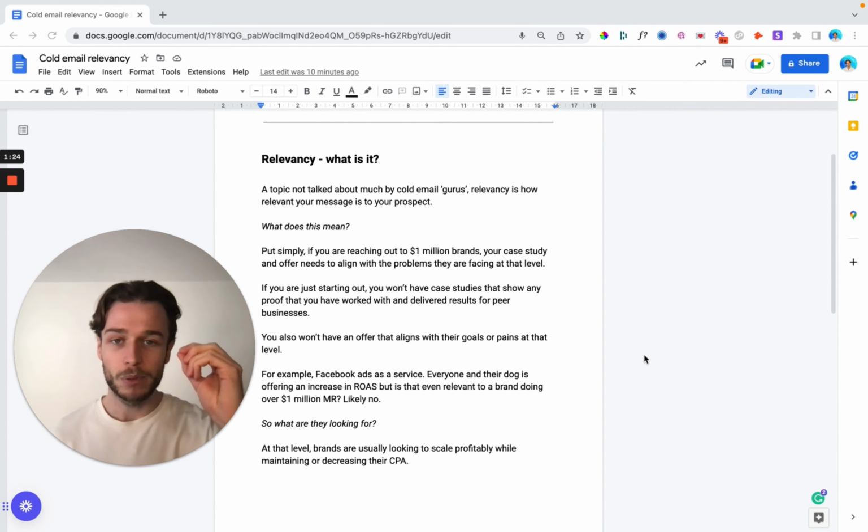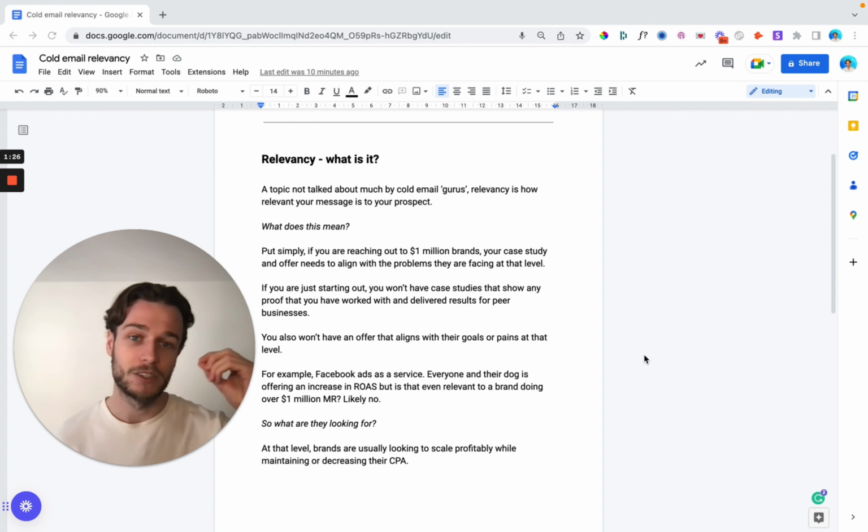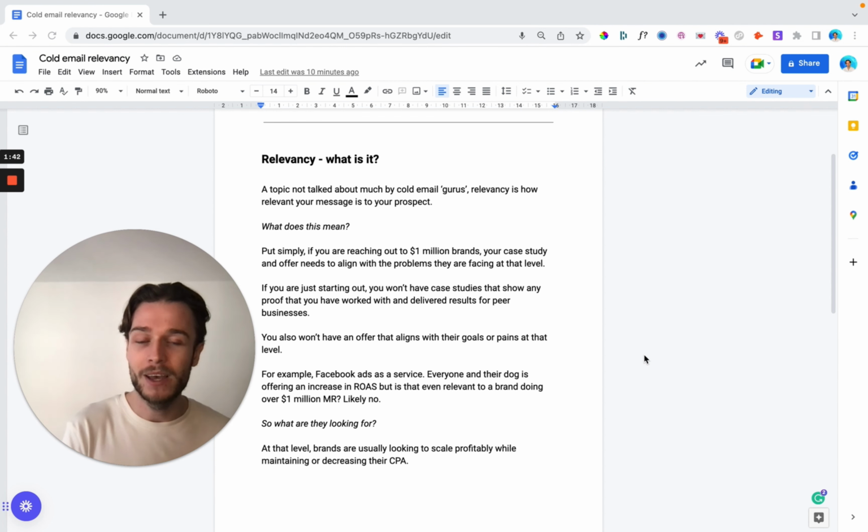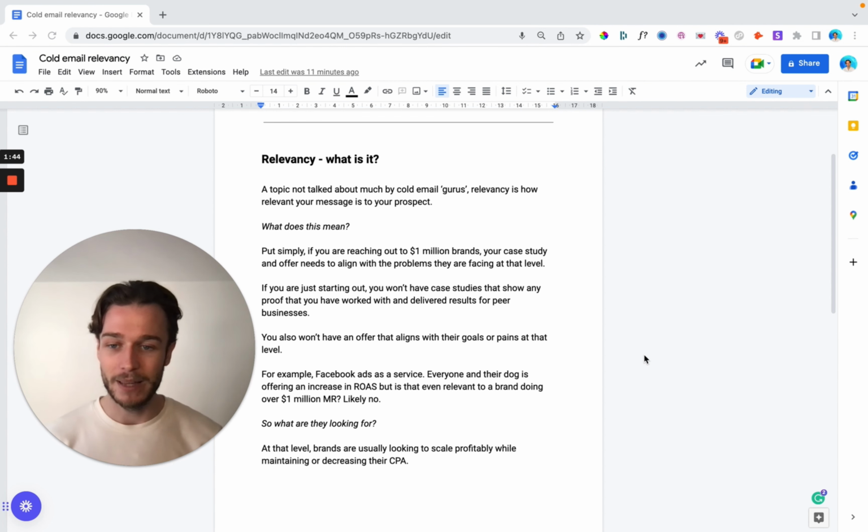So, for example, let's say that you offer Facebook ads as a service, an incredibly saturated niche, an incredibly saturated service, and a service that brands have been reached out to about thousands and thousands of times. So everyone and their dog is offering an increase in return on ad spend. If you're offering an increase in return on ad spend, then you're not cutting through the noise and you're just one of 1,000 emails that lands in their inbox every single day.